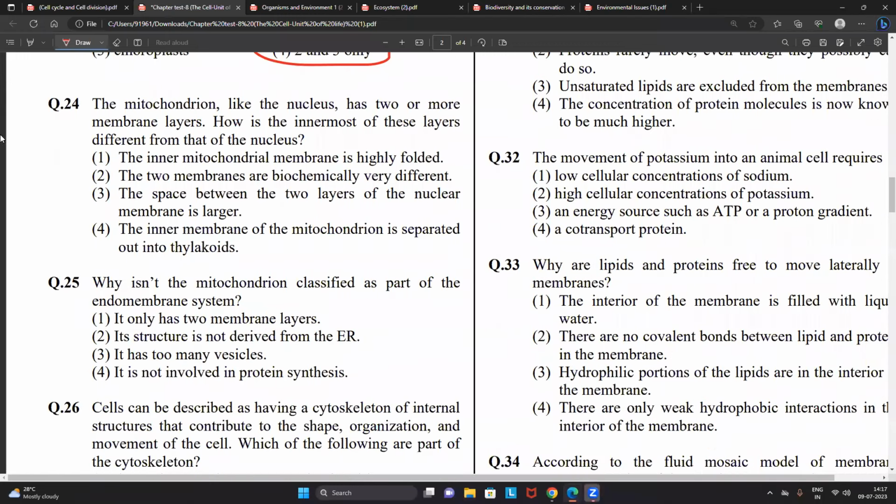Okay. From now onwards, from this particular question, whatever questions you have answered so far are very simple questions. Now, I want you not to hurry, think and answer the questions. Question number 24, the mitochondria, like the nucleus, has 2 or more membrane layers. How is the innermost of these layers different from that of the nucleus? You spend time, no problem, but I need the correct answer.